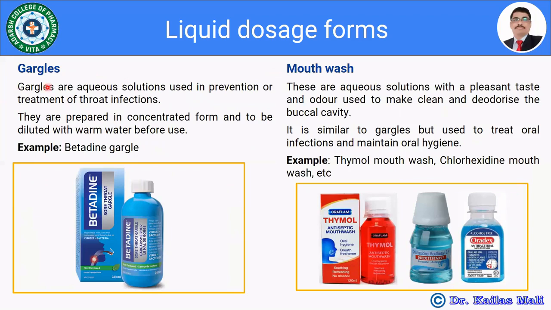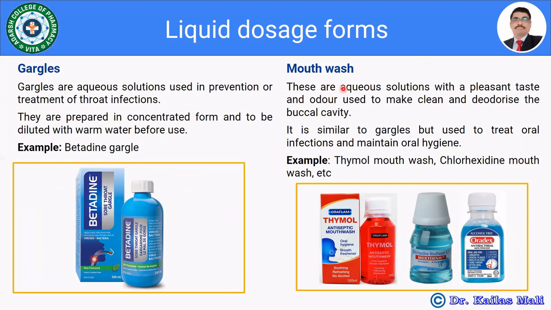Gargles. Gargles are aqueous solutions used in the prevention or treatment of throat infection. They are prepared in a concentrated form and are to be diluted with warm water before use. For example, betadine gargle. Before use, it should be diluted with warm water.